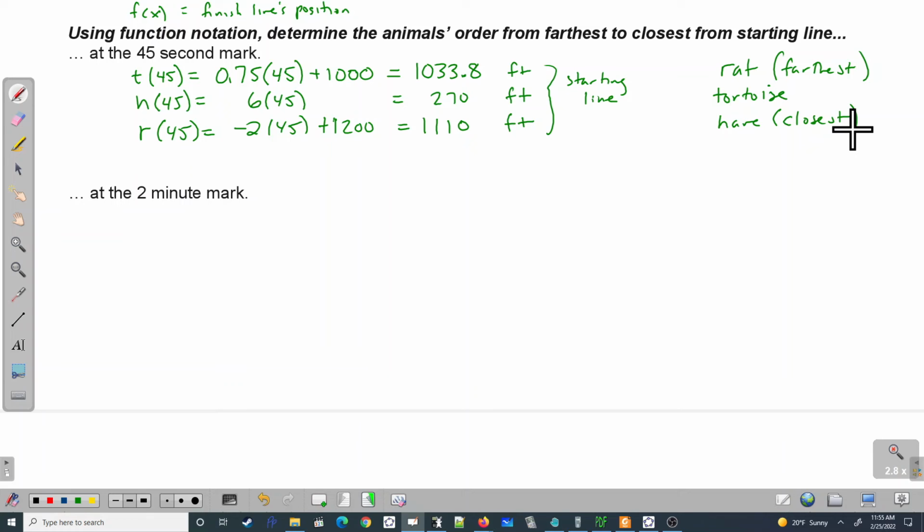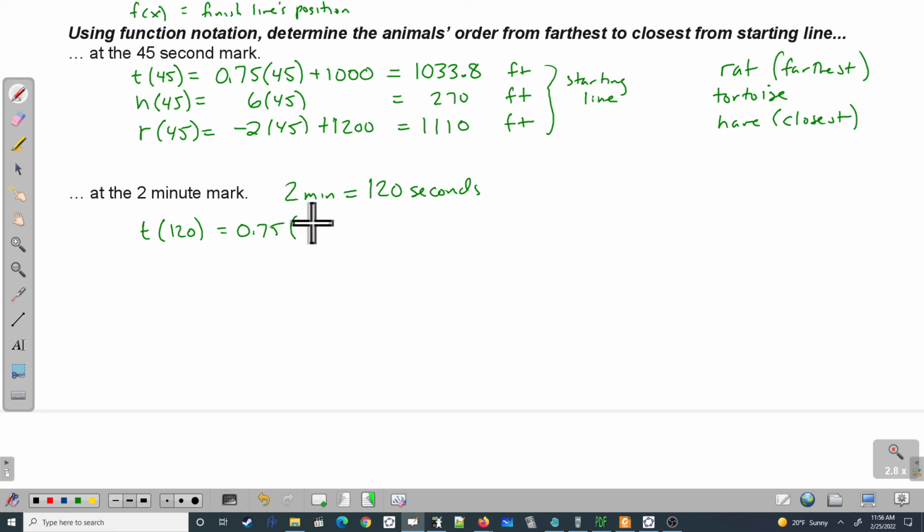I ask you to do one more function notation, but the reason I did this one is you'll notice it says the 2-minute mark. What's the issue? It's not in seconds. So 2 minutes equals 120 seconds. Therefore, when I do this all over again, I should be using 120.